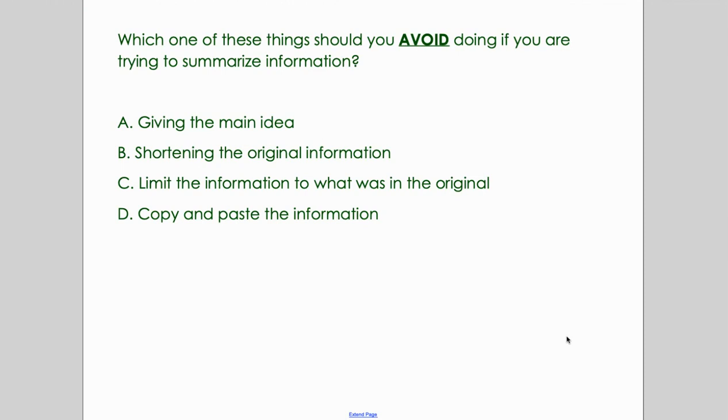So, which one of these things should you avoid doing if you're trying to summarize information? A, giving the main idea. B, shortening the original information. C, limit the information to what was in the original. Or D, copy and paste the information.